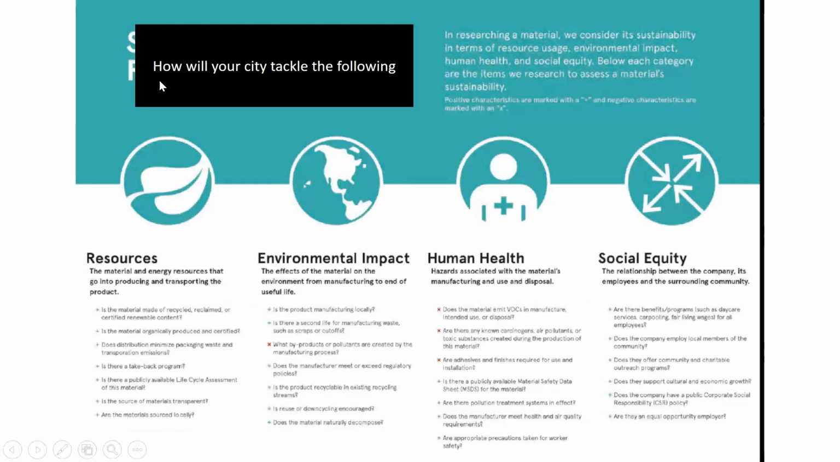So how will your city tackle the following? The resources and materials, like the food and the energy and the products, how are they going to be distributed in your city? The water as well. How is your city not going to be polluted? How is human health being looked after? It doesn't have to be only hospitals, but also activities that are going to keep the people healthy, and social equity. And many of you mentioned many areas related to that in your plans.